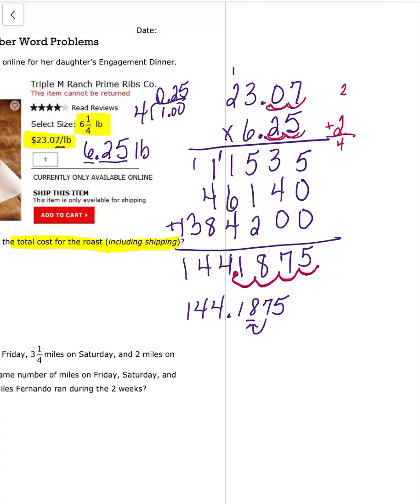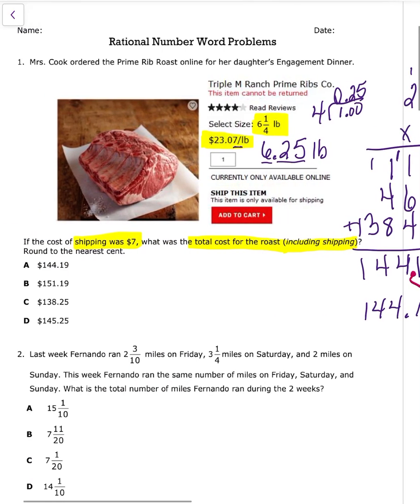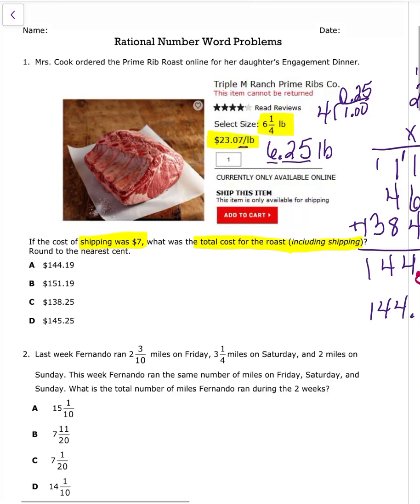So does the 8 stay an 8 or does it go up to a 9? All right, so the 7 is bigger than 5, so that means that our 8 is going to go up to a 9. So just for the roast, I'm going to come back over here so we can see the question again. So the roast is $144.19.